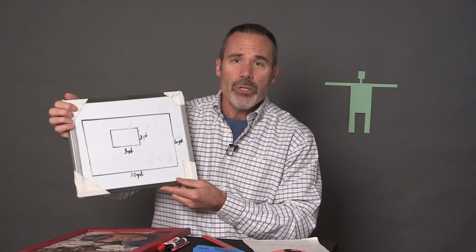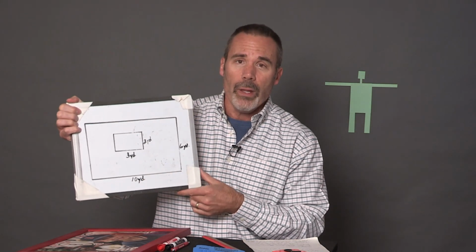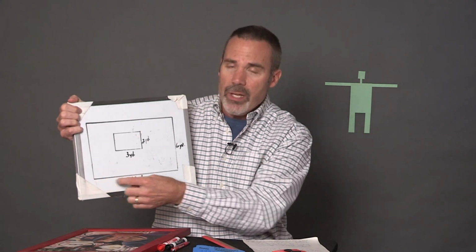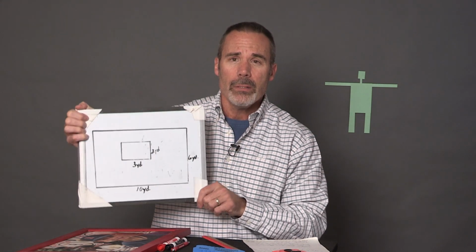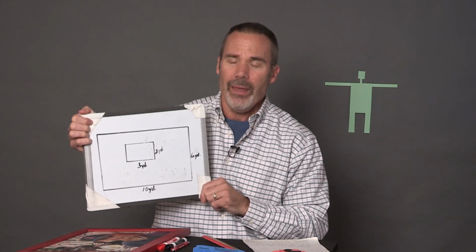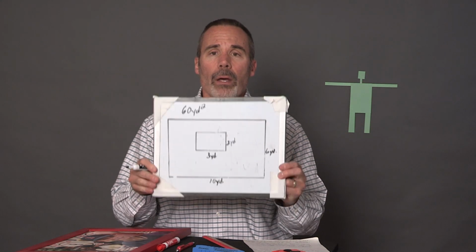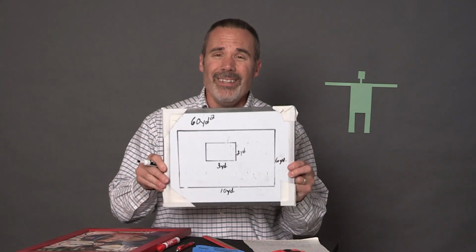Again, I've already pre-measured the length and width of the entire area of the park. Let's say it measures 10 yards this way by 6 yards this way. So think about it for a minute. What would the area of that entire surface be? If you said 60, you would be correct. So let's put 60 yards squared.